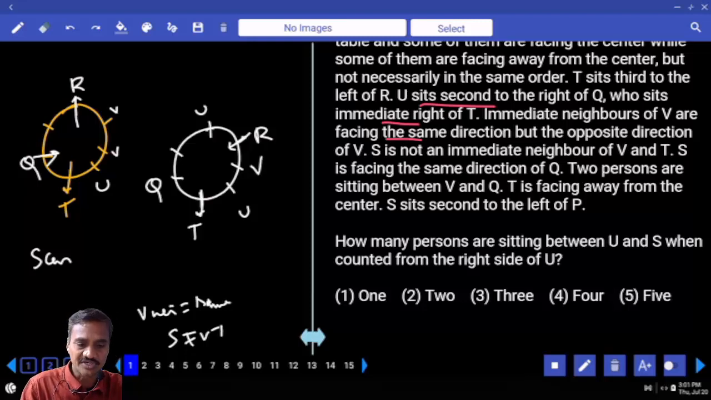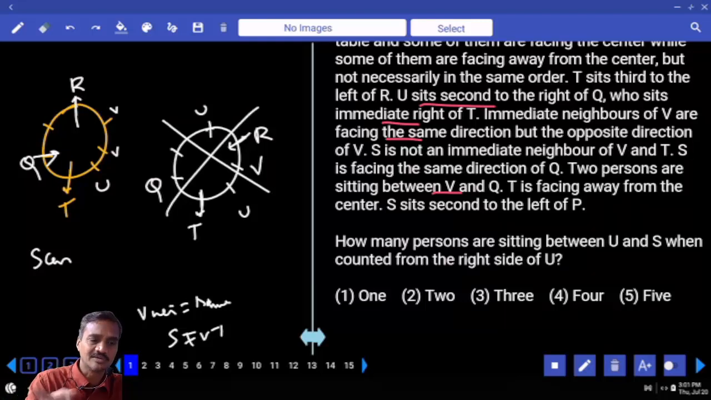And S is not adjacent to V and T, isn't it? And 2 persons between V and Q, T is away from the center, S is seated second to the left of P. Now S and P, there must be 1 person between. Is it possible in this case? Second case got invalid. Are you getting this one or not? In the second case, S and P must be in the alternate places, which is not possible. Hence, S and P must be in the alternate places.